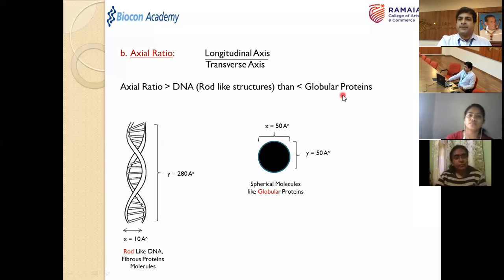This is a concept related to agarose gel electrophoresis. For DNA particularly, it is applicable because of its higher axial ratio. Understood?